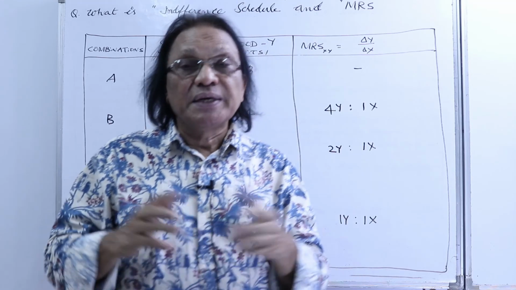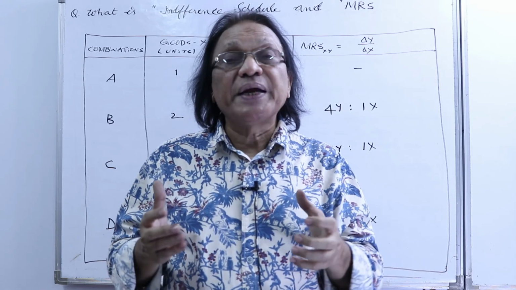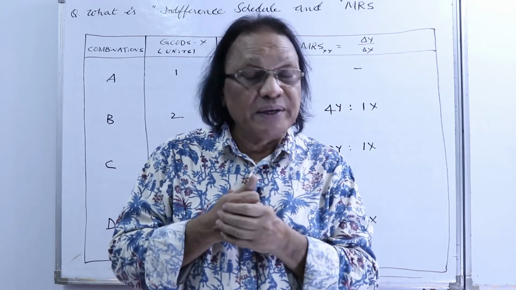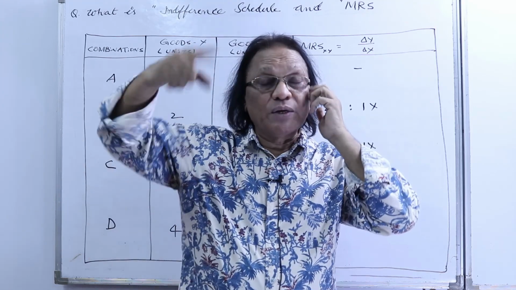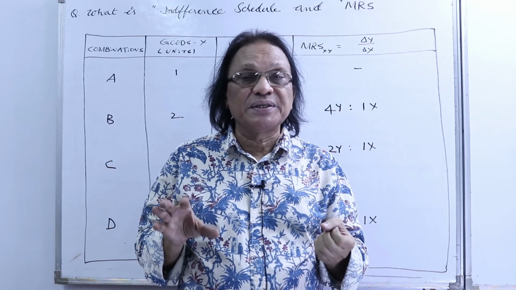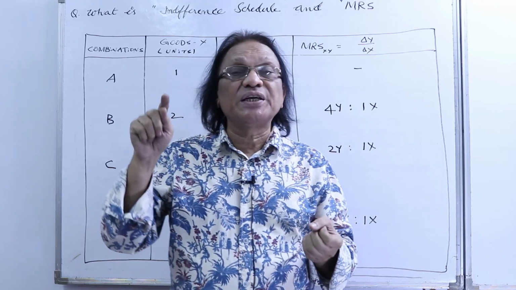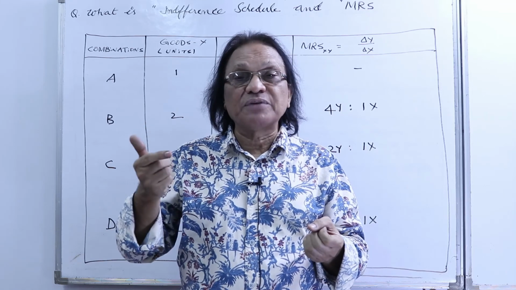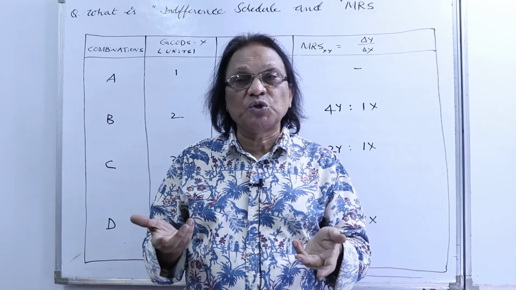What is MRS? It is the rate of sacrifice of one commodity in order to obtain 1 more unit of another commodity, that is the number of units you're sacrificing of Y to get one more unit of X, that is MRS. MRS is equal to delta Y upon delta X. Delta Y is change in Y, that is of course sacrifice, upon delta X is change in X, that is of course the gain which you are getting.